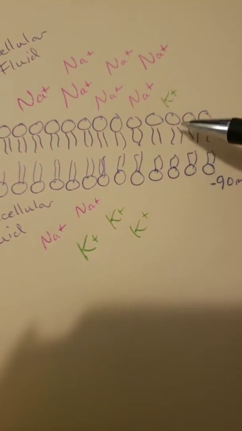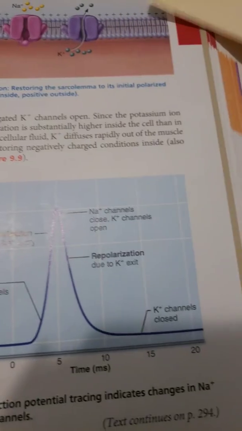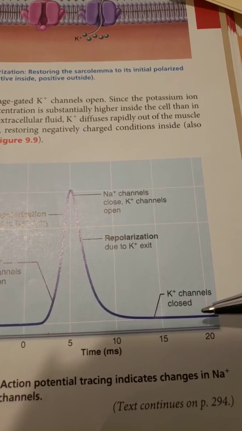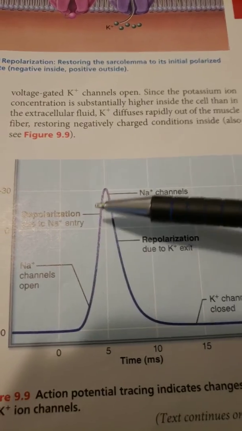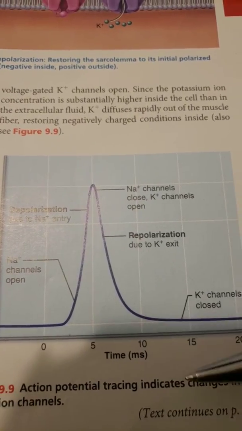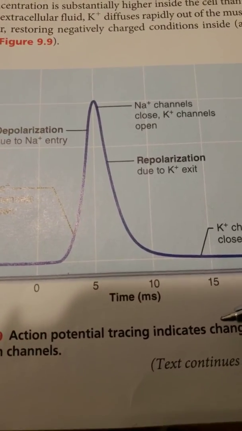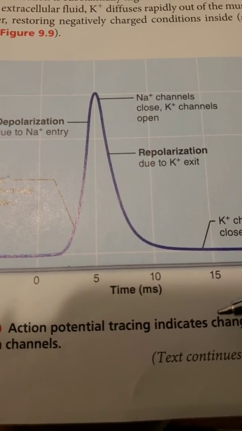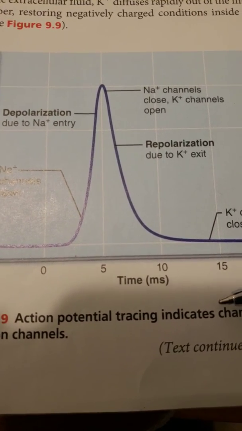As the positive potassium leaves the cell, it takes its positive charge out with it, making the membrane more negative again, restoring it back to -90 millivolts, at which point those potassium voltage-gated channels will close. This depolarization and repolarization of the sarcolemma is what is known as an action potential. Again, you could think of this as an electric current that spreads along the sarcolemma all the way down the transverse tubules, at which point I've made another video for you to see what happens then.